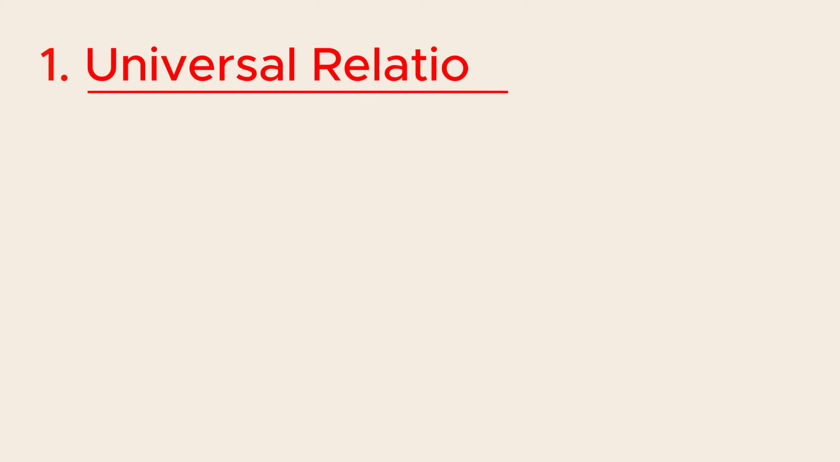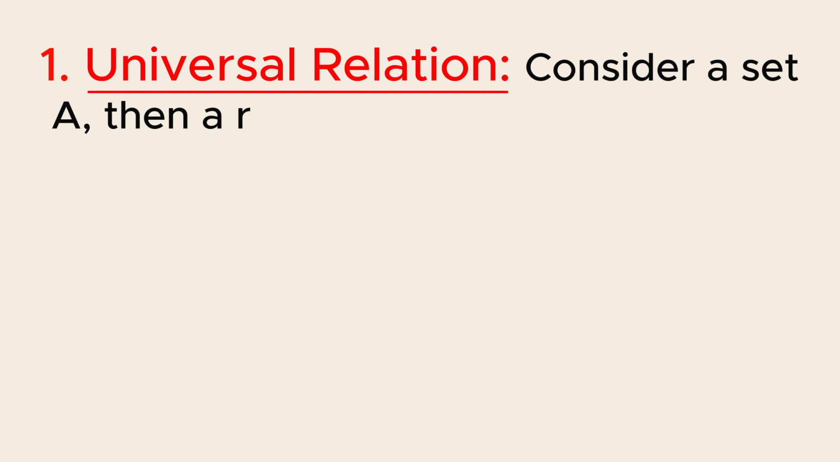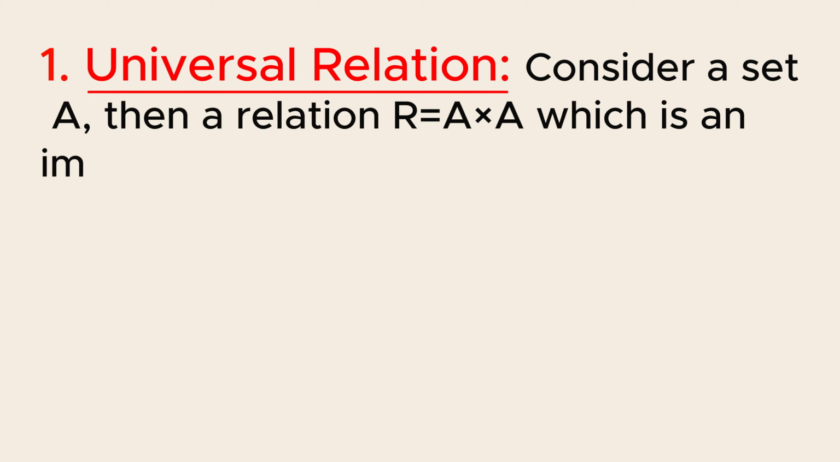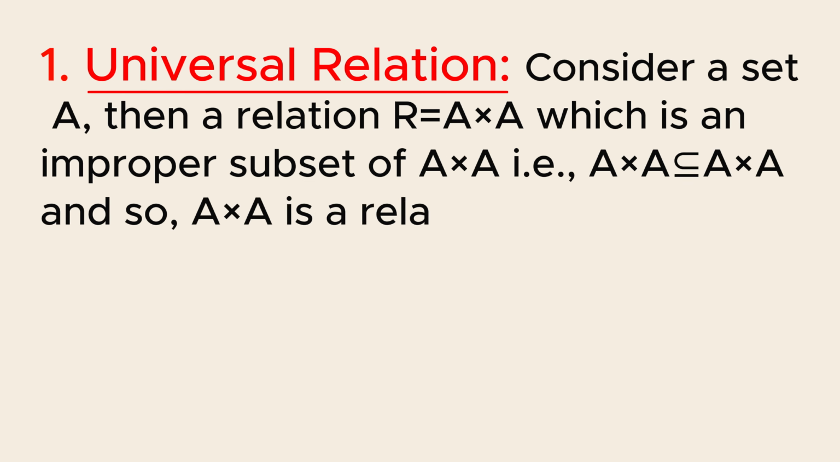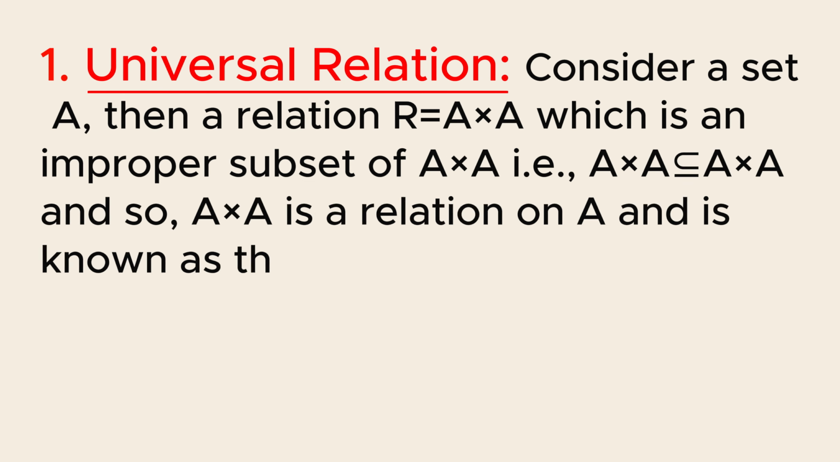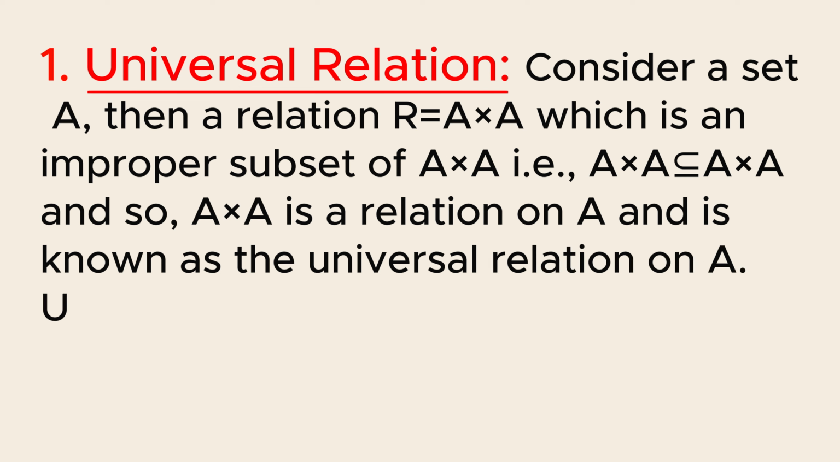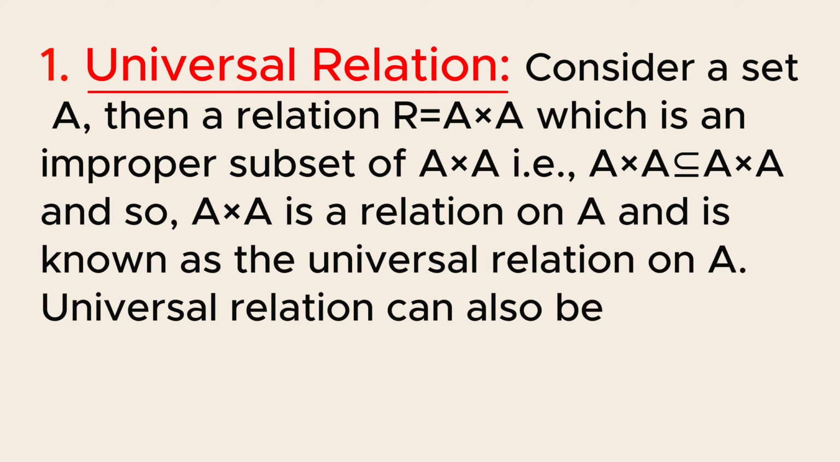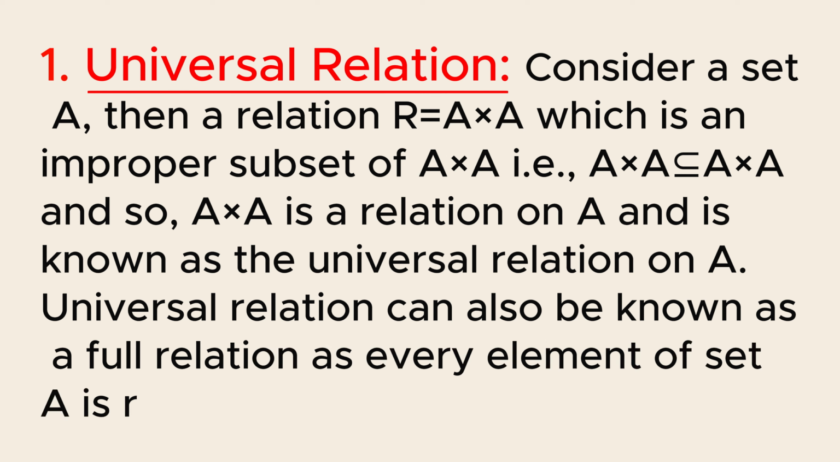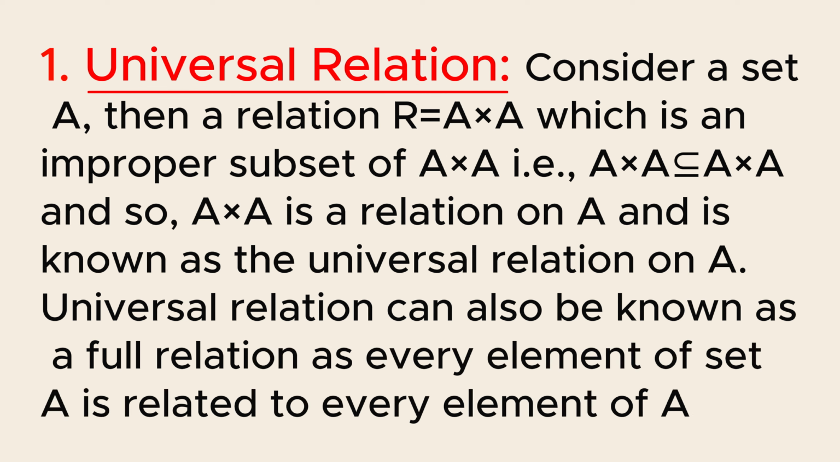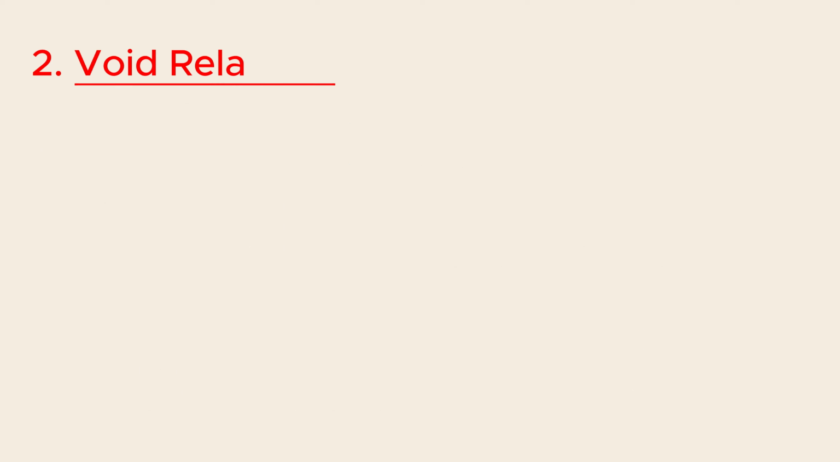Universal relation. Consider a set A, then a relation R = A cross A, which is an improper subset of A cross A, that is, A cross A is a subset of A cross A, and so A cross A is a relation on A and is known as the universal relation on A. Universal relation can also be known as a full relation, as every element of set A is related to every element of A.